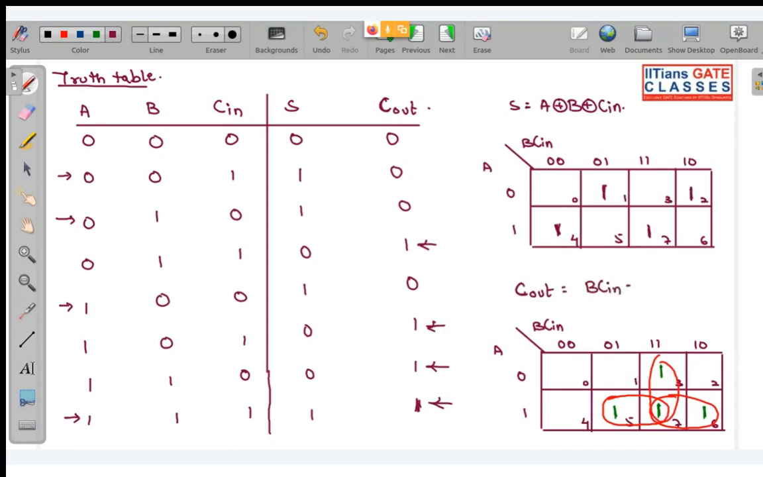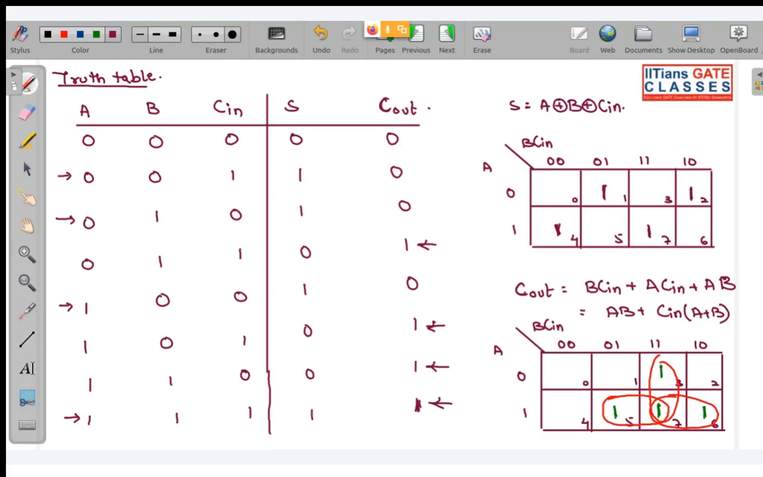B Cin plus A Cin, and over here we have AB. Okay, so this I can write as AB plus, oh sorry, Cin (A plus B). Okay, I can write it like this. Tell me if this is clear or not. Is this clear up to this point? 1, 3, 5, 6, 7. Is this clear? Okay, fine.